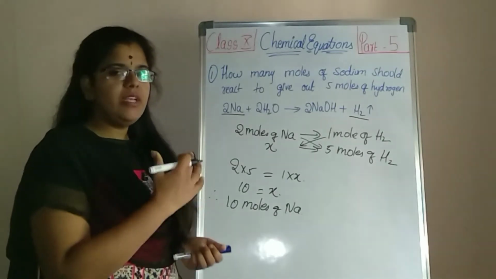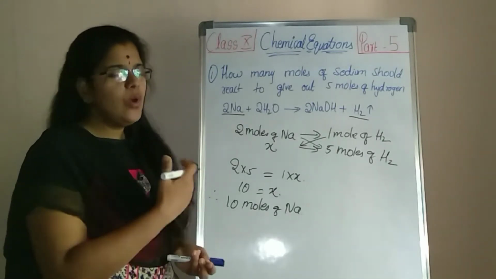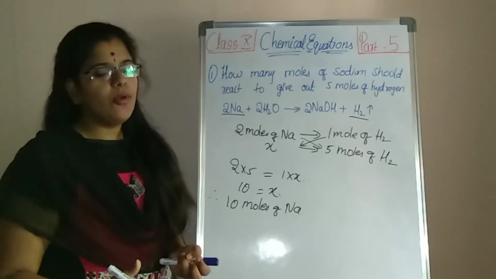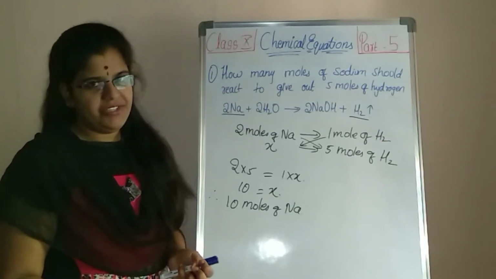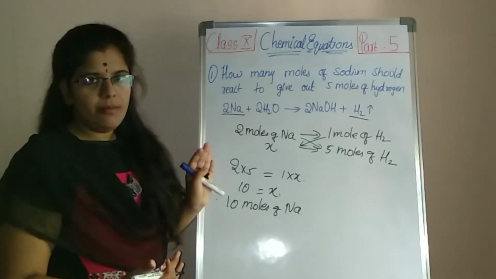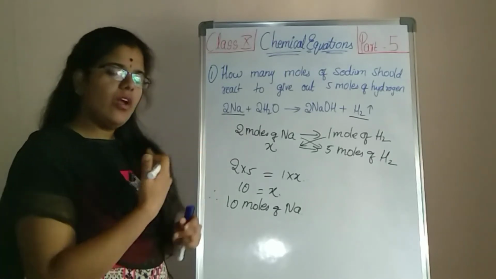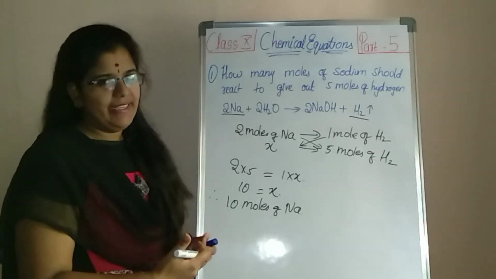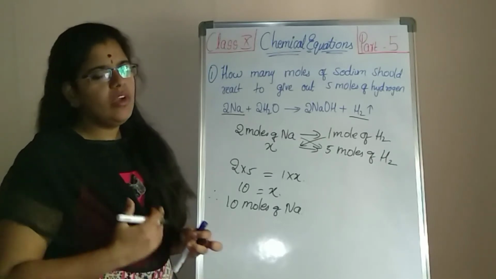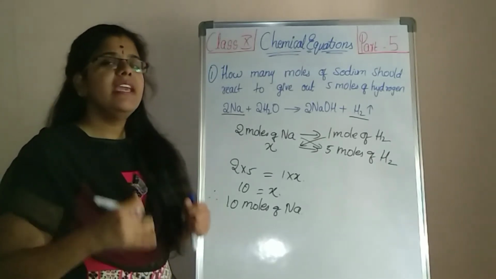So like this we will be calculating by the number of moles. Let us see one more problem based on the volume relation. This one was based on the number of moles, and on volumes we have another kind. So let us see that and get more clarity on how we can balance a chemical equation.